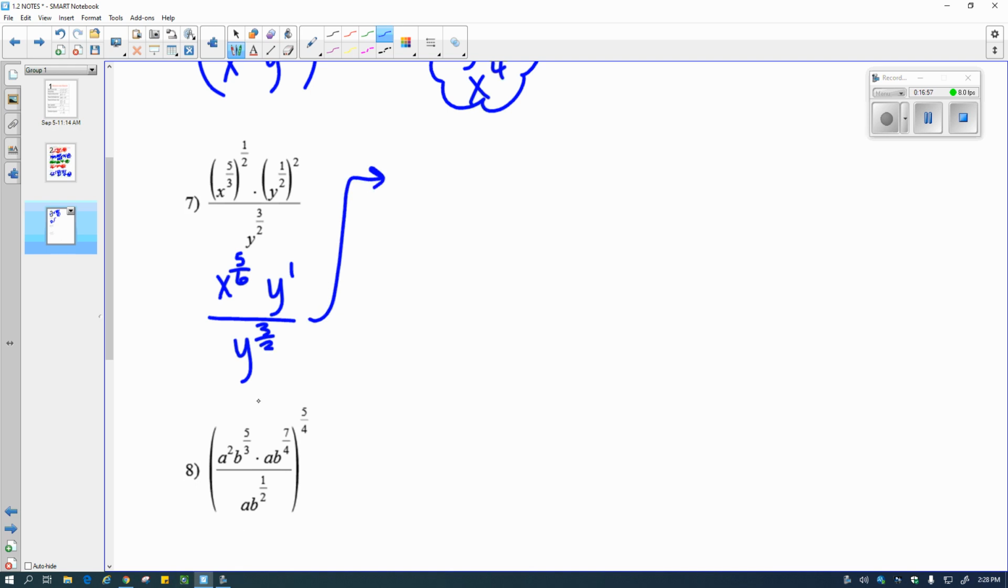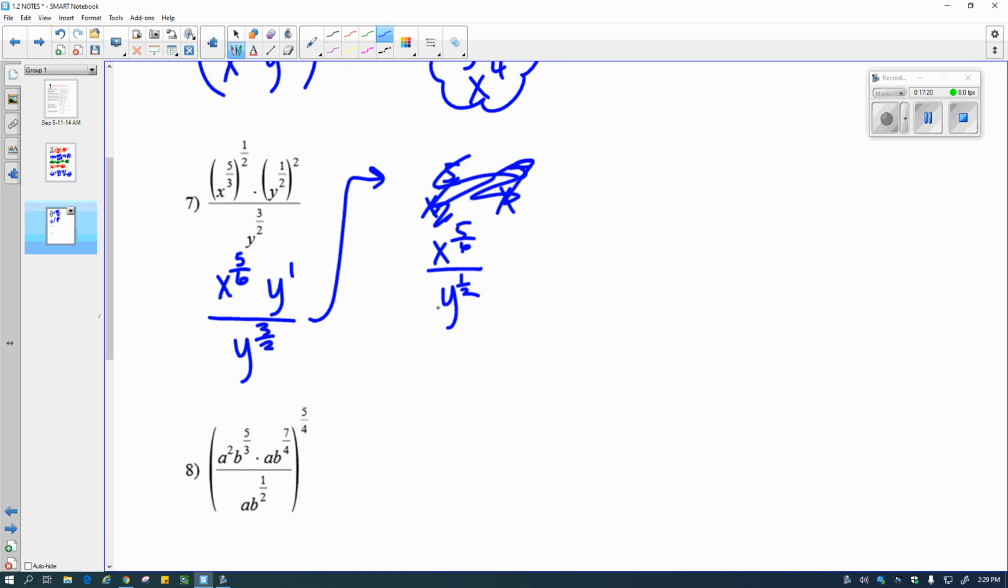So I have more y's on the bottom. It's 1 on top and 1.5 on the bottom. So my x I'll leave up at the top, x to the 5/6. Try that again. Ignore that stuff. Over y to the 1/2.